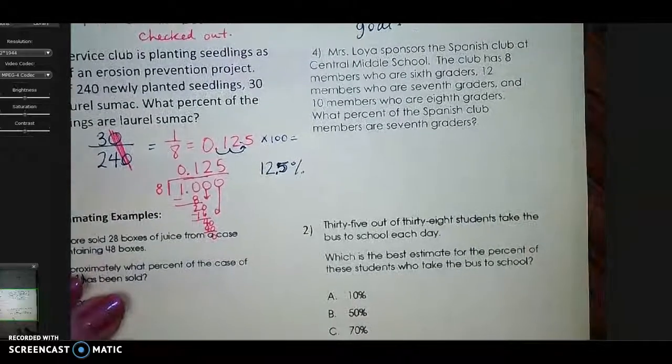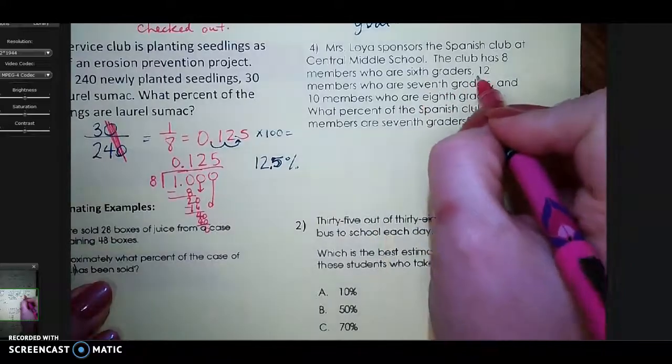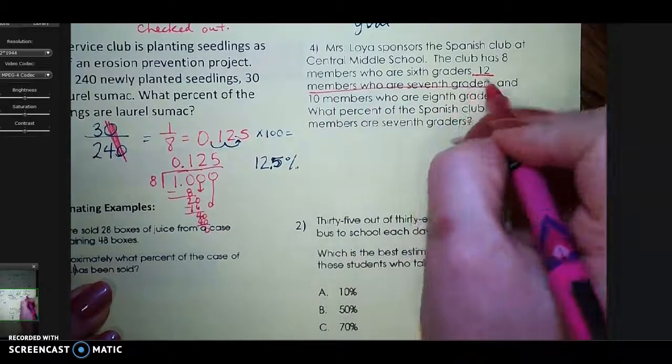On this next one over here, it says Mrs. Loya sponsors the Spanish Club at Central Middle School. The club has 8 members who are 6th graders, 12 members who are 7th graders, and 10 members who are 8th graders. What percent of the Spanish club members are 7th graders? Well, the first thing I need to find is how many 7th graders are there. And it says there are 12 7th graders.